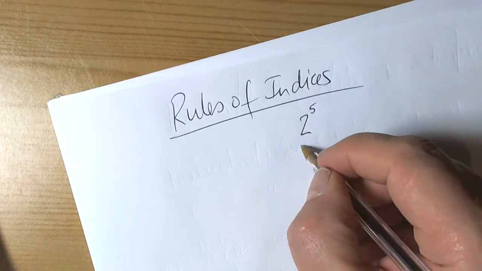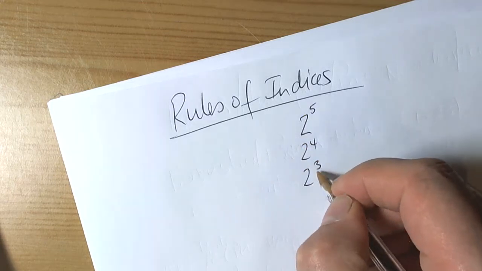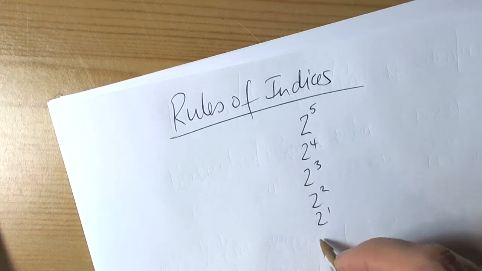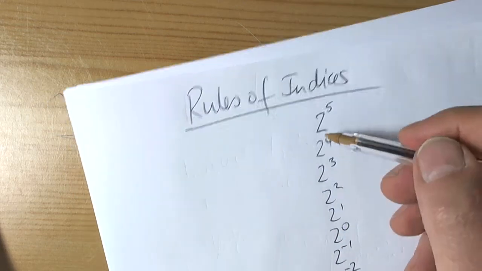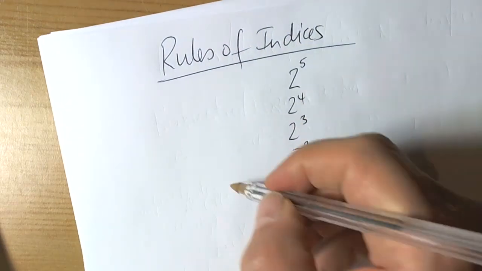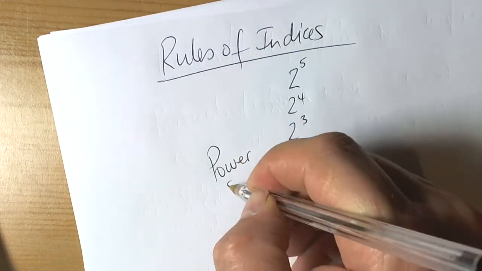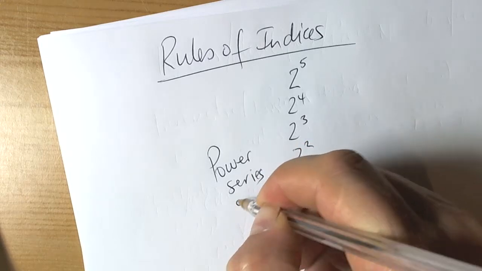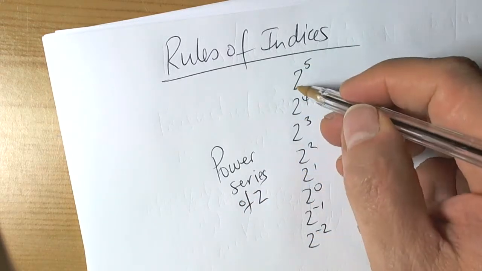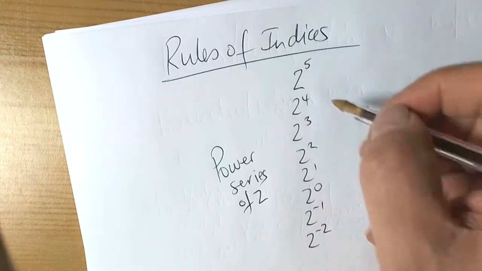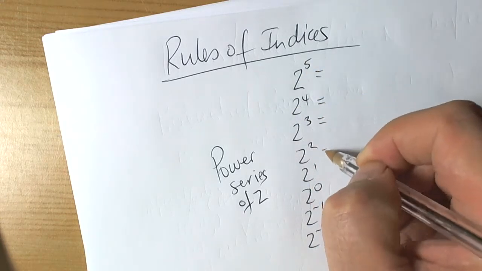So 2 to the power of 5, 2 to the power of 4, 2 to the power of 3, 2 to the power of 2, 2 to the power of 1, 2 to the power of 0, 2 to the power of -1, 2 to the power of -2, and so on. So this will be known as a power series. It's the power series of 2 in this case. But I could have replaced the 2's with 10, 20, doesn't really matter. The patterns will be working in the same way.